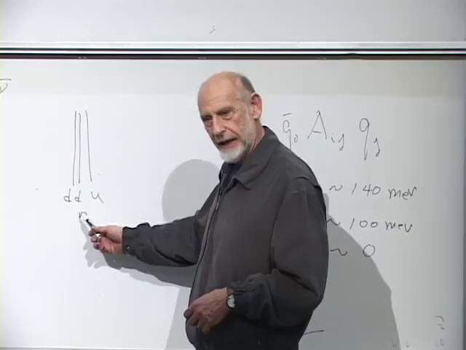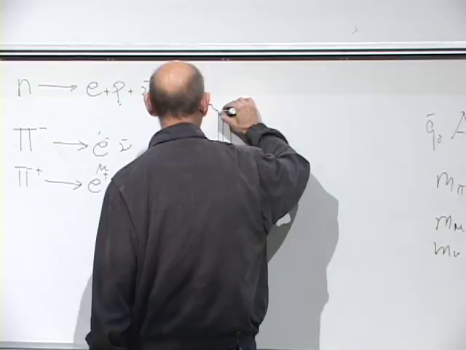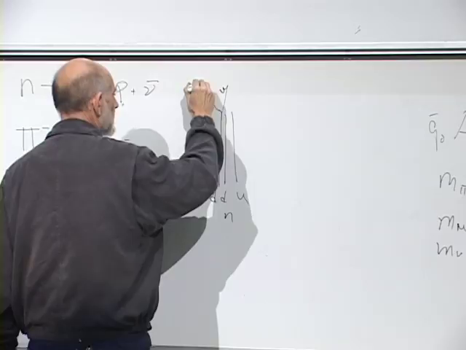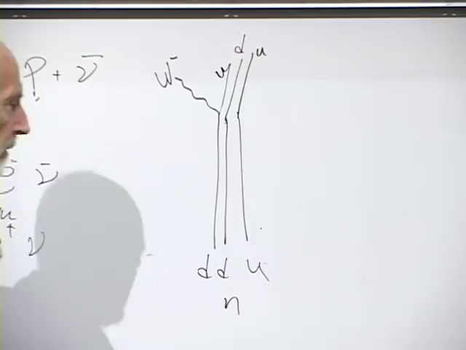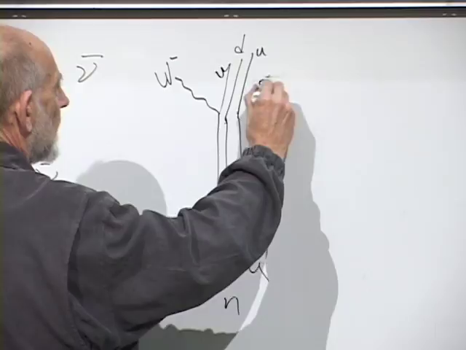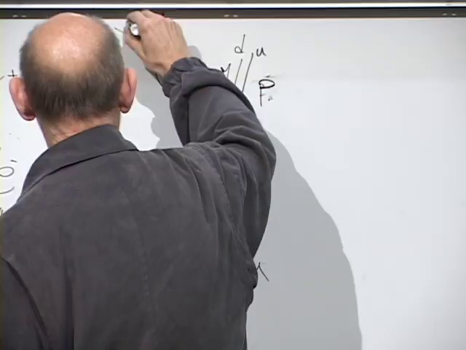What about one of the down quarks? The down quark can emit a W, become an up quark. This is, again, a W minus. The down quark emits a W minus, becomes an up quark, and now we have two up quarks and a down quark. Up, up, down. What is that called? Proton. That's a proton. And the W does what the W always does. It decays to an electron and an antineutrino. So that's the beta decay of the neutron.